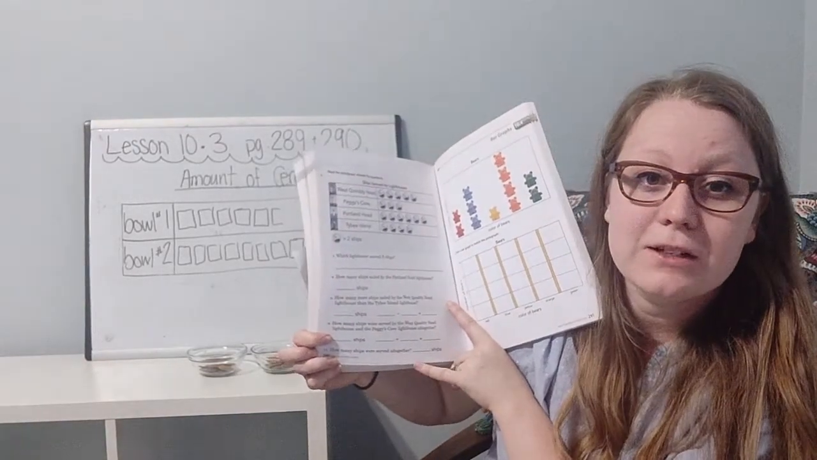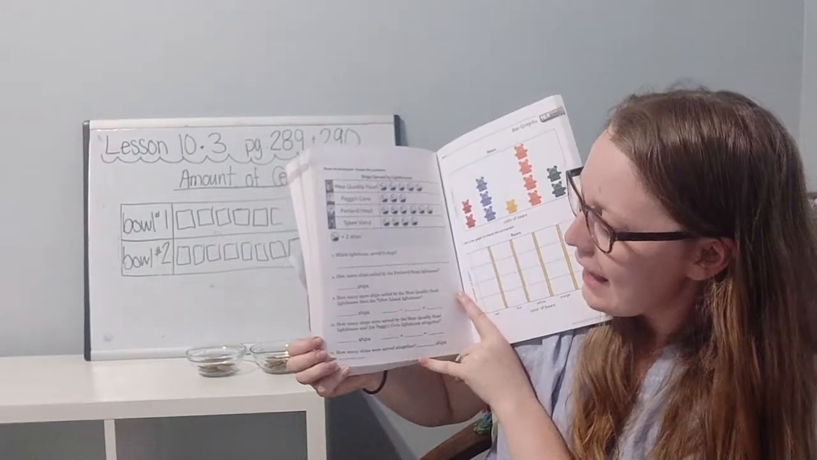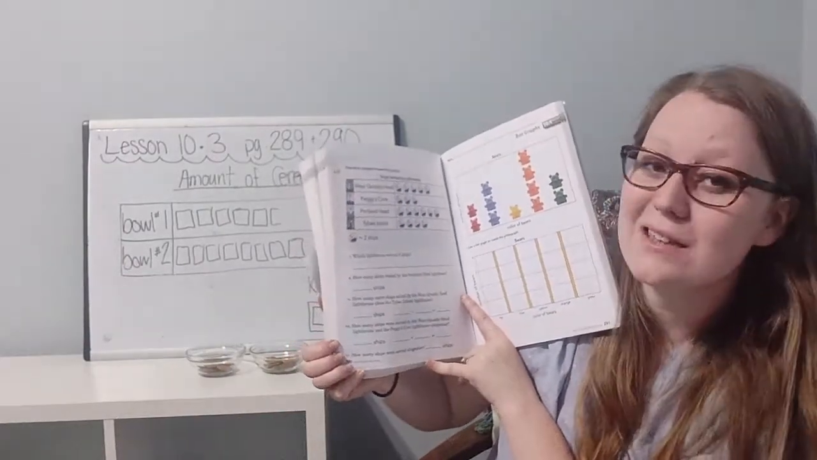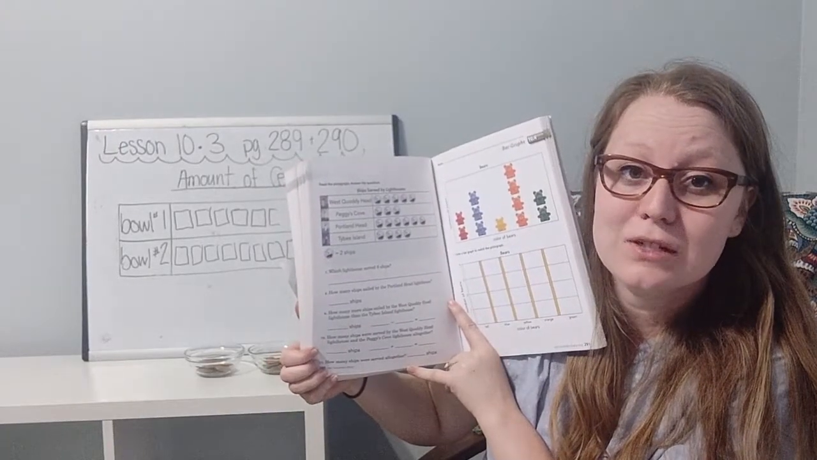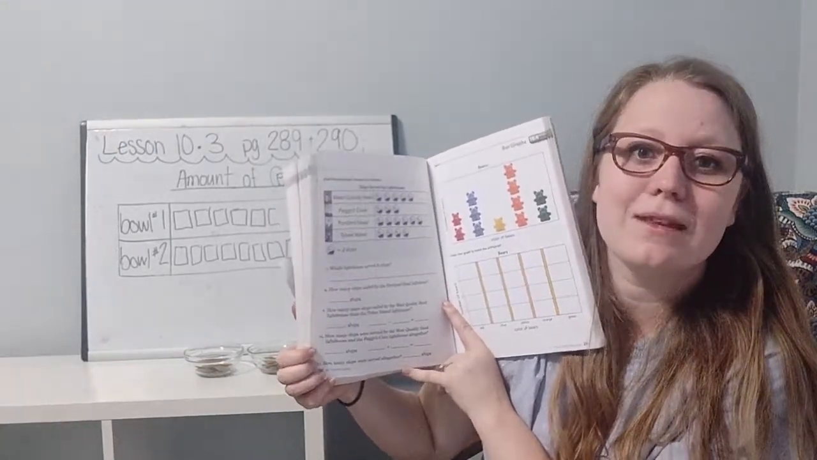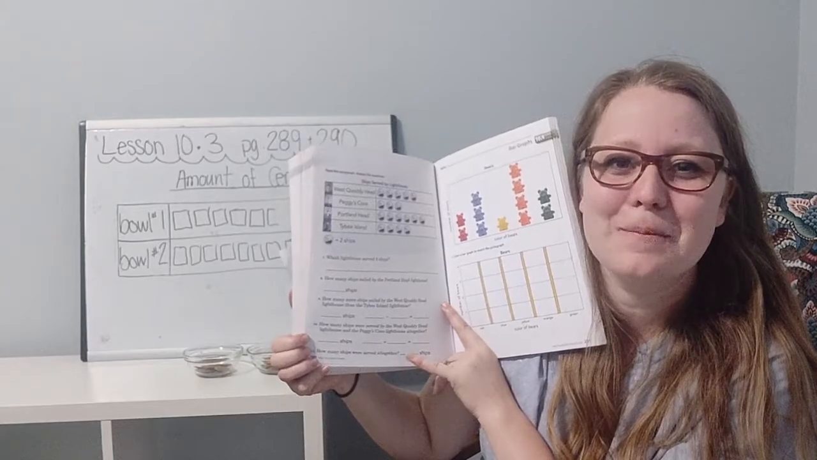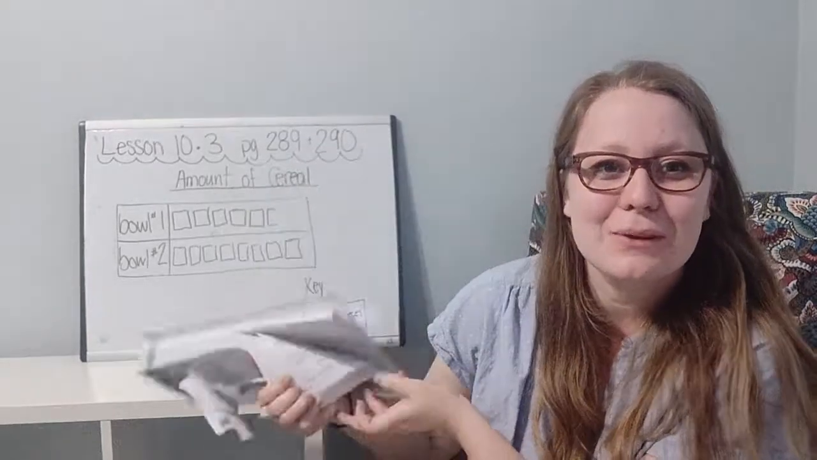Then at the very, very bottom, it says, how many ships were served all together? So you need to take a look at the graph and count how many ships were served. All of the ships, count all of them, and write that number on the bottom. And that is your work for today.